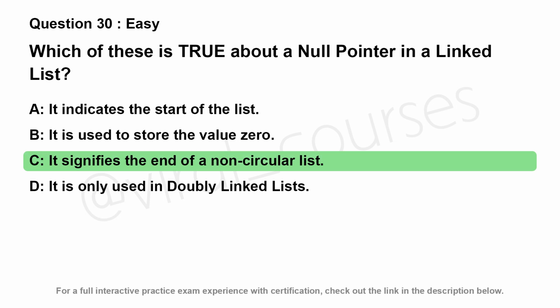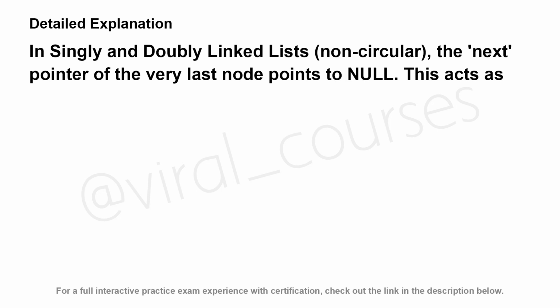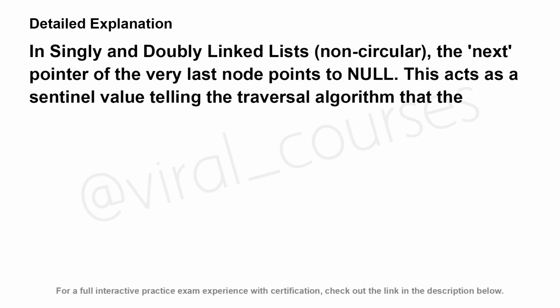The correct answer is C. In singly and doubly linked lists, non-circular, the next pointer of the very last node points to null. This acts as a sentinel value telling the traversal algorithm that there are no more nodes to process.